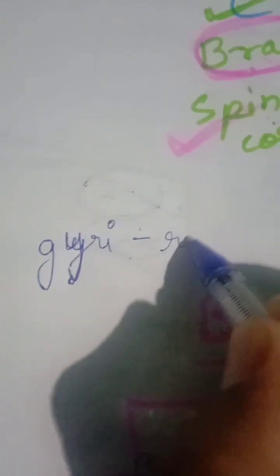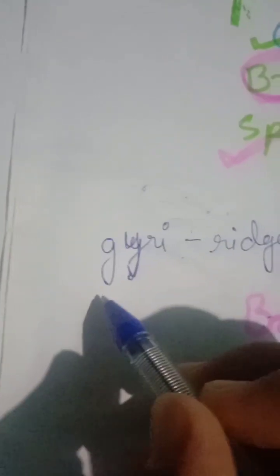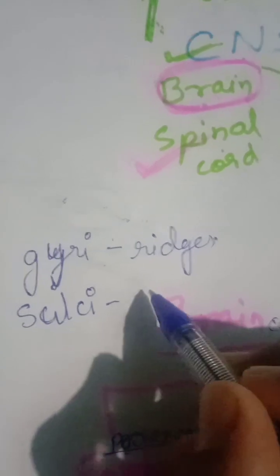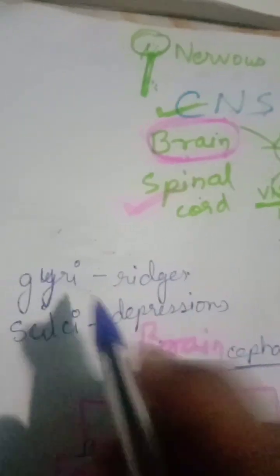Now you can see cerebrum has upper and lower ends. This upper end is called gyri. I'll write here so that you can remember: G-Y-R-I. Gyri means the ridges. Then you have the depressions, sulci. That is the bottom part, depressions. This is to increase the surface area of the nervous system. So gyri and sulci.